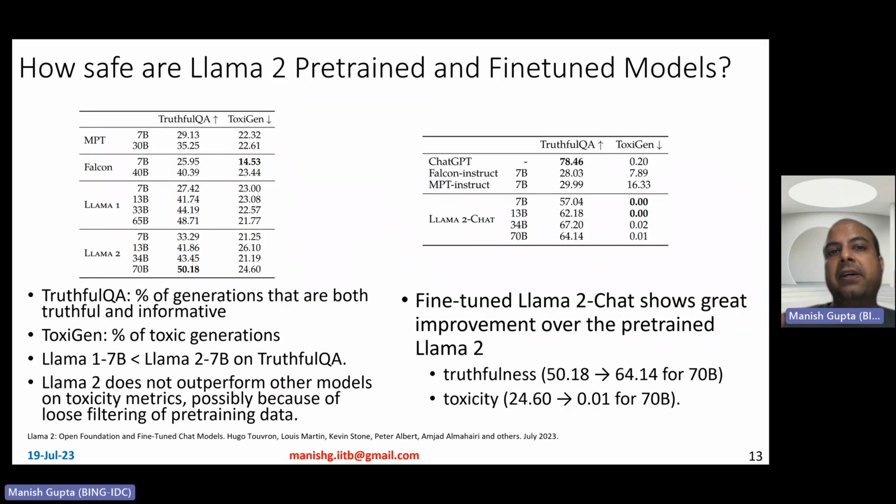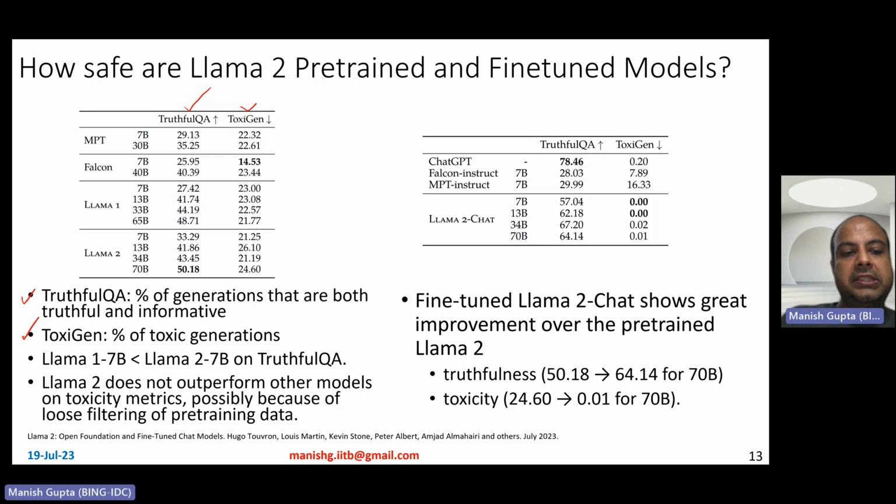Right? So how safe are Llama 2 pre-trained and fine-tuned checkpoints? If you look at safety, right? Safety can be measured with respect to truthfulness, so basically the percentage of times the generations are both truthful and informative, or toxicity.